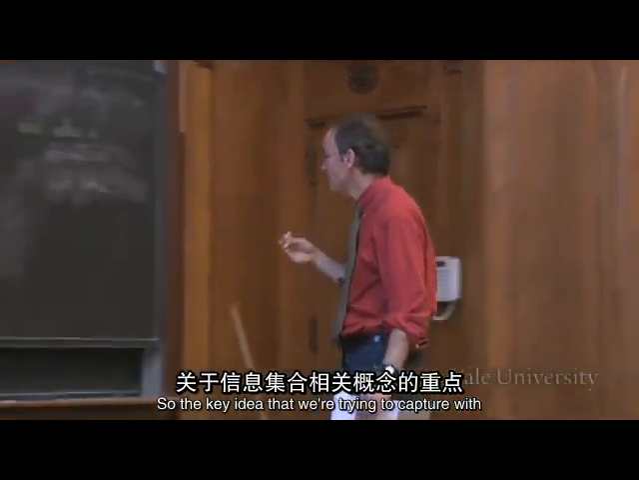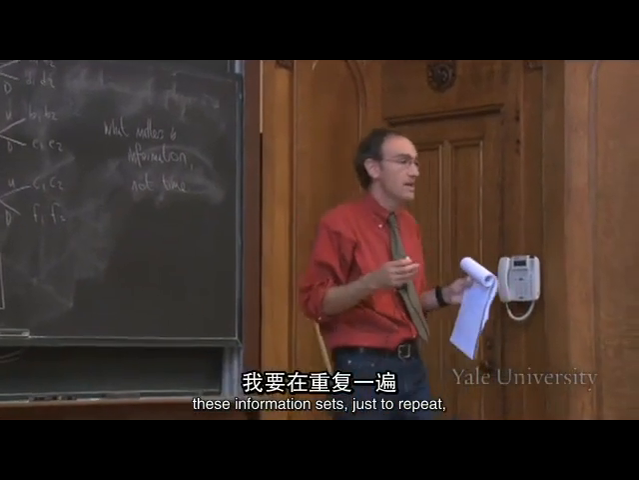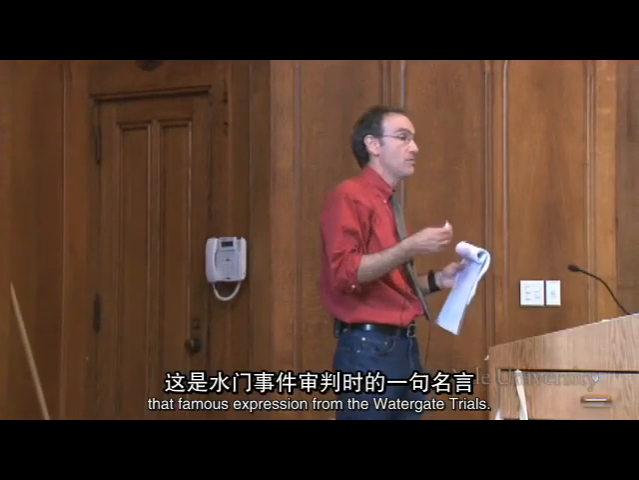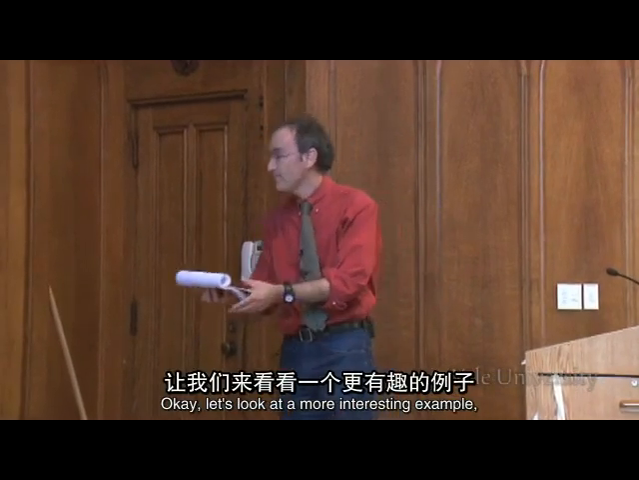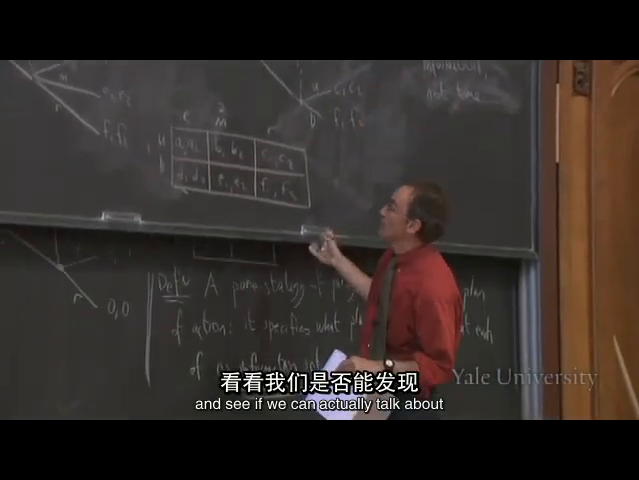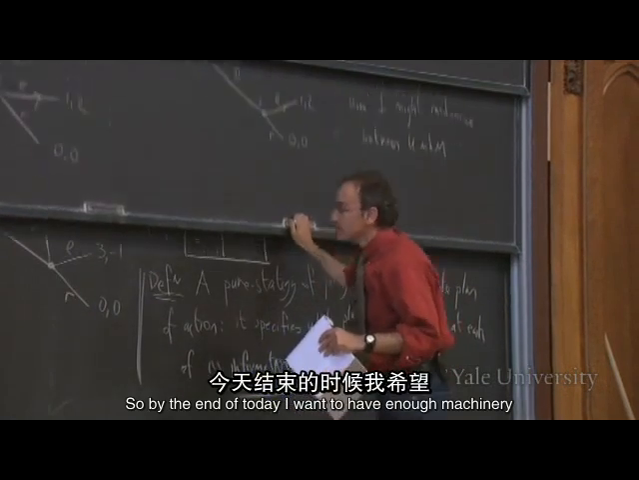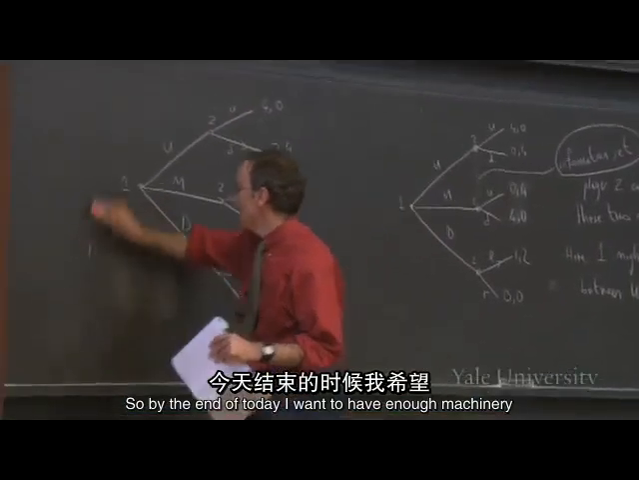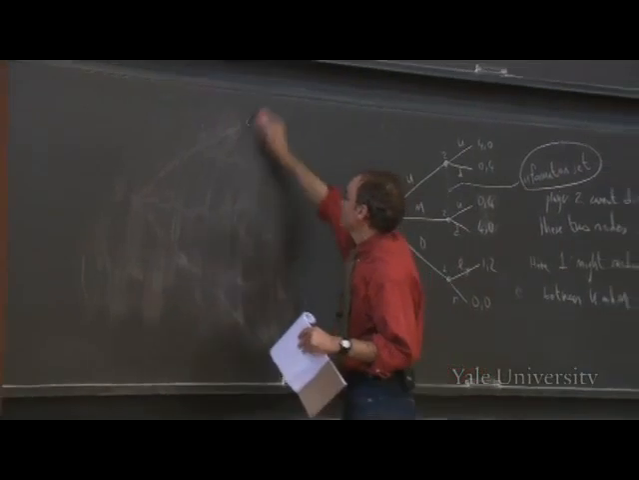All right? So the key idea that we're trying to capture with these information sets, just to repeat, is what did the player know, and when did they know it? Right, that famous expression from the Watergate trials. All right. Okay, let's look at a more interesting example and see if we can actually talk about what's going to happen in these games. So by the end of today, I want to have enough machinery so we can actually start analyzing these games and predicting what's going to happen.